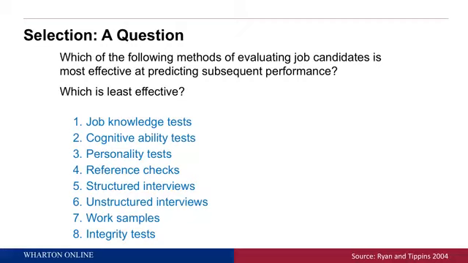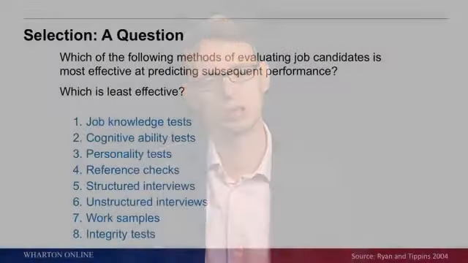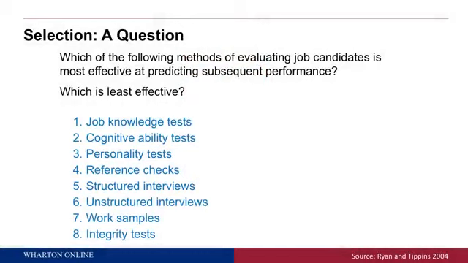So we see things like job knowledge tests, cognitive ability tests, we use personality tests, reference checks, structured interviews, unstructured interviews, work samples, integrity tests, a wide variety of things that can be used to try and get at this question, who's going to perform well in the job? The question that we have to ask then is, which of these are best? So if we're thinking about assessing candidates, which of these should we be using and which of them shouldn't we be using? So as you look at that list, what do you think are some of the things that are going to be most effective at predicting performance?